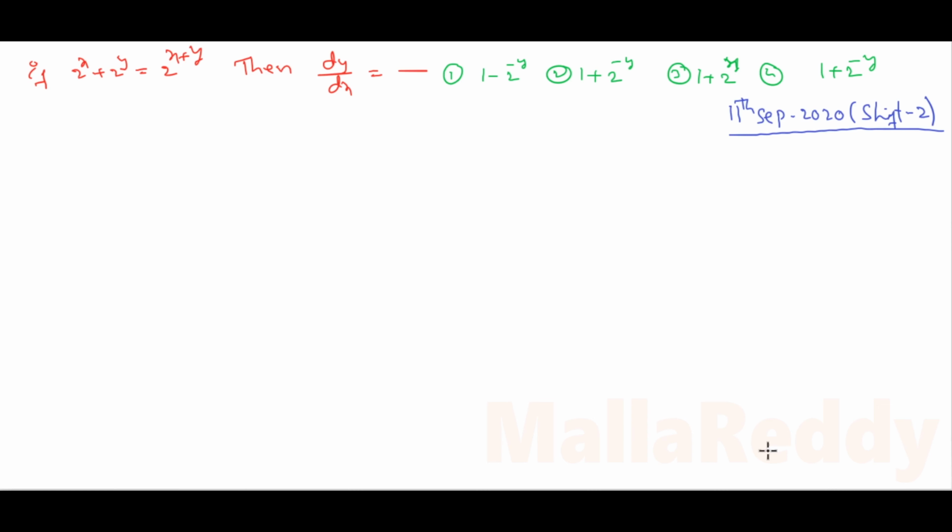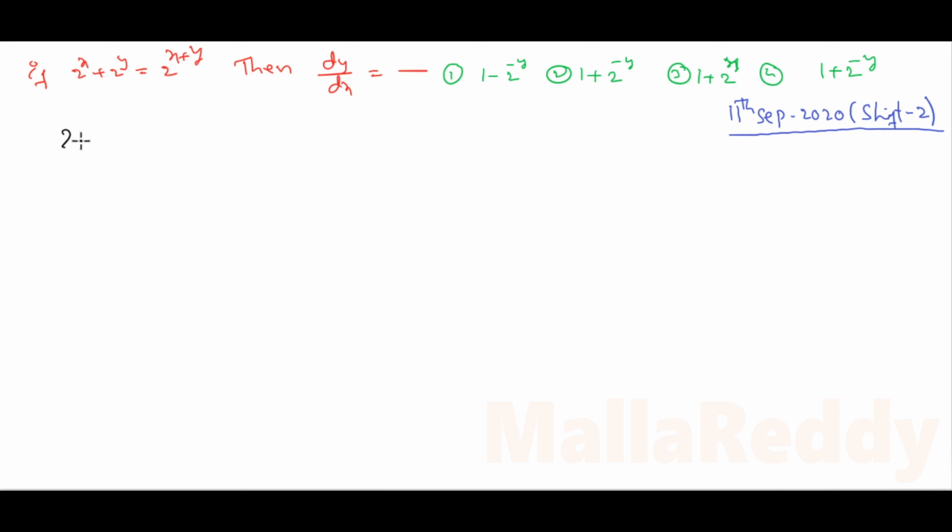If 2 power x plus 2 power y is equal to 2 to the power of x plus y, then dy by dx is dash. This problem is from 11th September 2020 paper, shift 2. So here is given 2 power x plus 2 power y is equal to 2 power x plus y. Now we find the value of dy by dx. Take differentiation on both sides.